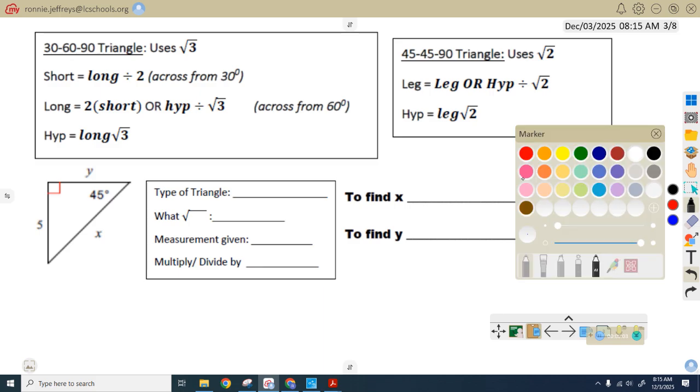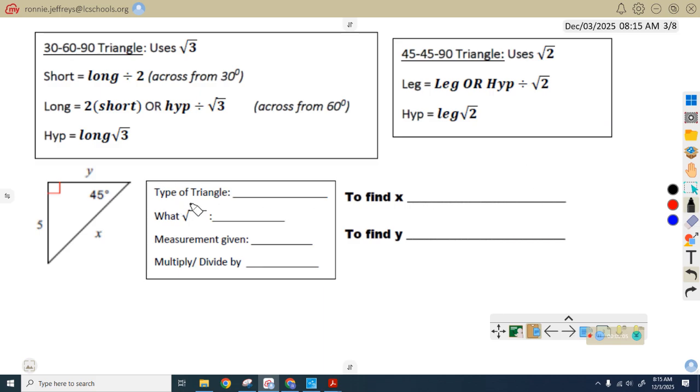So what type of triangle do we have right here? Now, if you're wondering how we get that, see how this says 45? You've got two choices. One of the angles is going to be labeled. There you go. All right, so what square root do we use? Root 2.